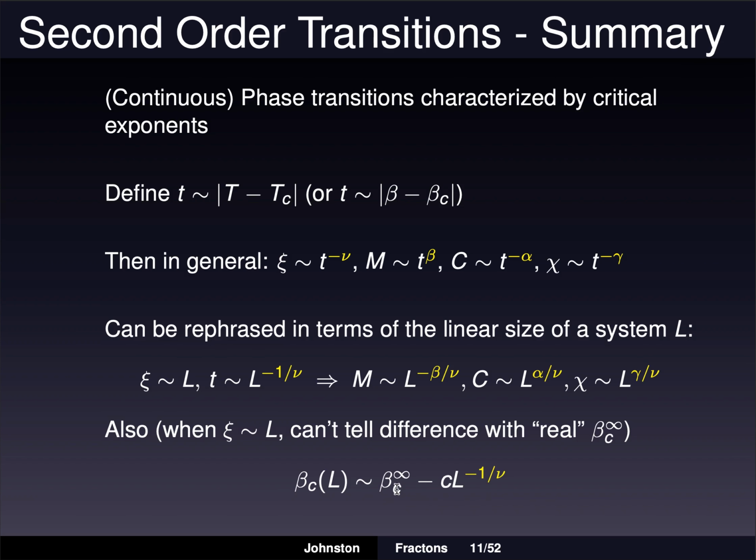So the beta infinity of C is the real critical temperature. That's what we're trying to find. Beta C of L is the best that we can do on a lattice of size L, and our estimate will shift with the size of the lattice that we're simulating. So the trick with finite size scaling is to simulate differently sized lattices and then use that information to extract, first of all, nu, and then once we have an estimate for that, the other critical exponents from measurements of M, the magnetization, C, the specific heat, and chi, the magnetic susceptibility.